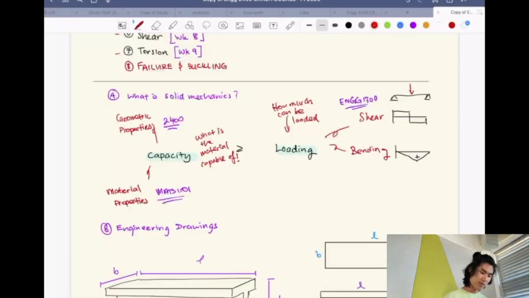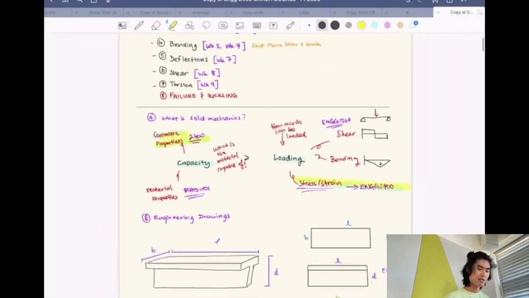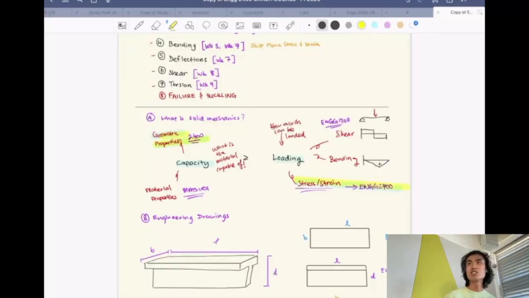And then loading also considers stress and strain. These are new concepts that are going to be explored in ENGG2400. We're going to be focusing on these 2 points in particular in this course, and they are going to be more like add-ons to 1300. Geometric properties is going to be completely new for you guys.